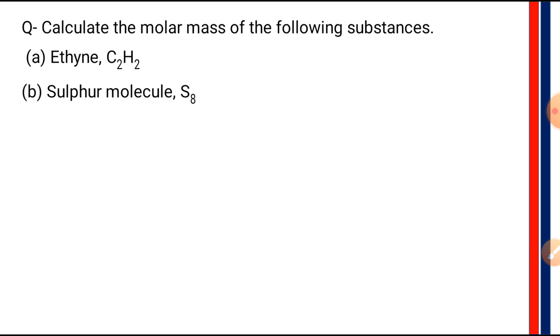Here on your screen, the next one is calculate molar mass of following substance. So you have to calculate the molar mass here. Have a look at the first question, that is ethyne. Formula has been given to you. It's C2H2. So students, there are 2 carbon atoms and 2 hydrogen atoms. We all know that the mass of carbon is 12 and that of hydrogen is 1. So keep in mind you are calculating molar mass and molar mass is always expressed in terms of gram.